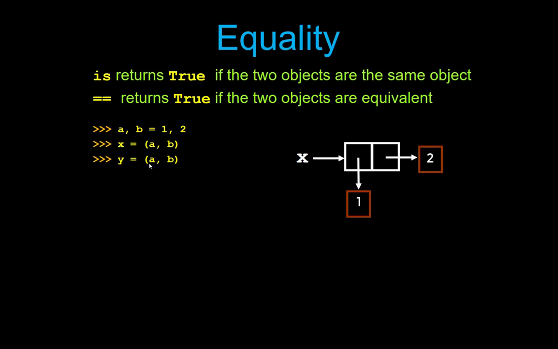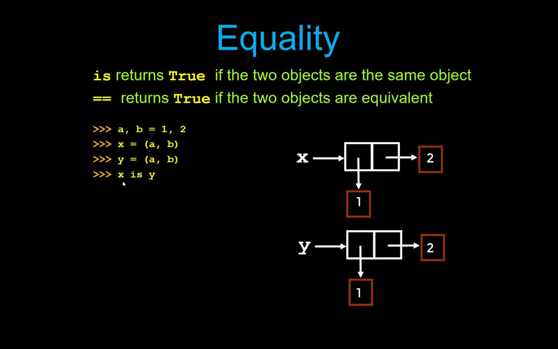y is another tuple, (a, b), which looks the same as x, but actually they are not the same, because there are now two copies. One tuple here and another tuple here. So when you check x is y, this returns False because x and y are not identical. But if you check x == y, do they have the same content? Yes, x is the tuple (1, 2), y is the tuple (1, 2), so you get True.